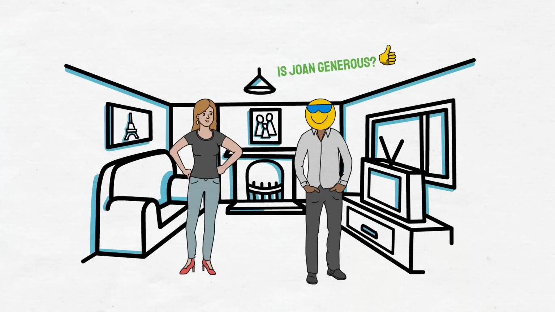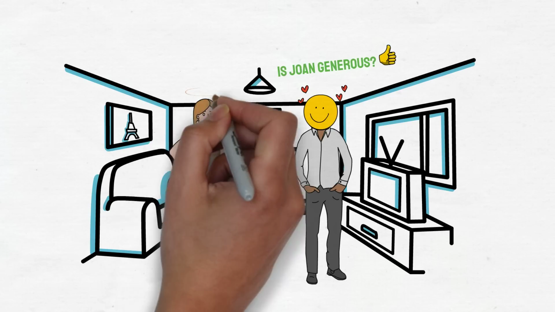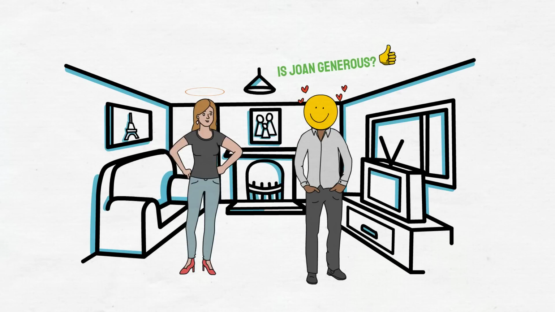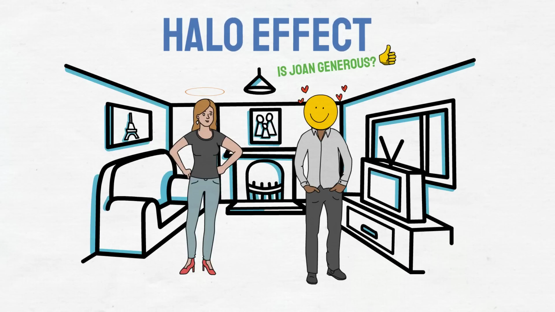But notice, just by planting the seed that Joan may be a charitable contributor, you may find yourself liking her even more. On the basis of very little experience, a halo effect has occurred where we tend to immediately like or dislike everything about someone or something based on very scant information.